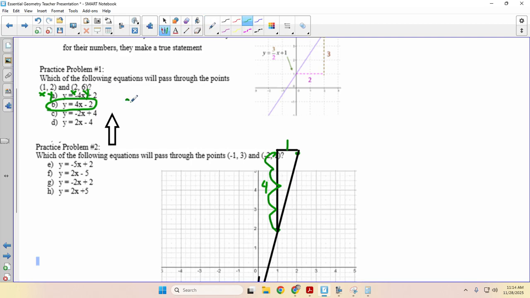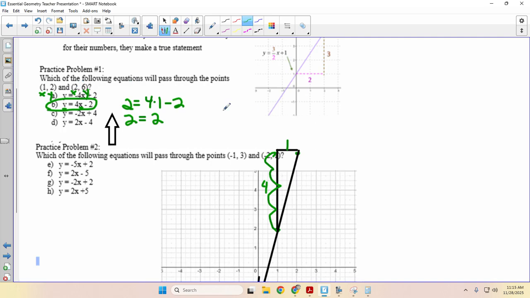And then let's put our numbers in just to make sure both points work for this. So I'm going to put 2 in for the y and 1 in for the x. So does 2 equal 4 times 1 minus 2? 4 times 1 is 4, minus 2 is 2. So that one works. Let's just make sure the other one works as well.